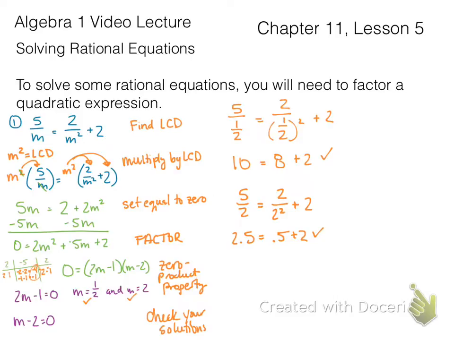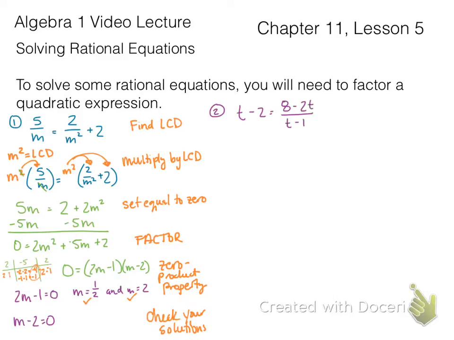All right, now following those exact same steps, I'm going to do a different problem. t minus 2 equals 8 minus 2t over t minus 1. So I'm going to multiply both sides by t minus 1 because that's my LCD, basically whatever the fraction was, and that cancels out. And this is basically the simplify part.